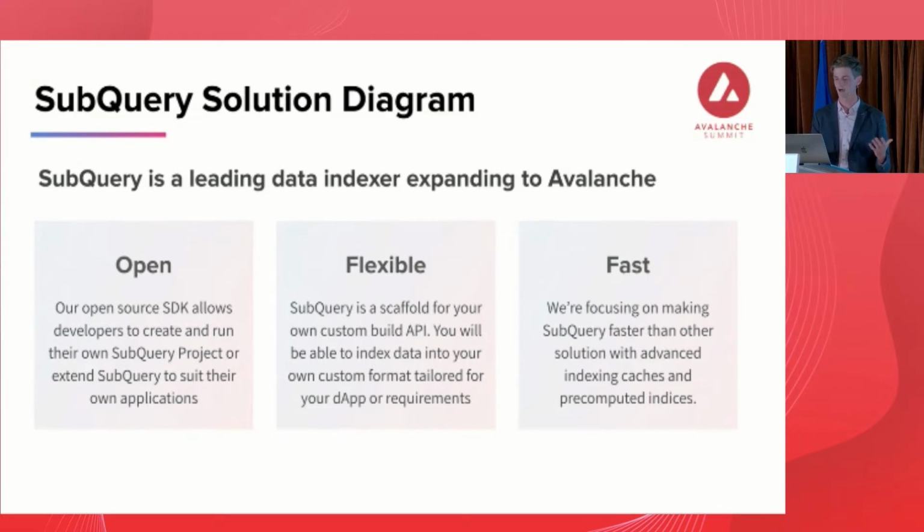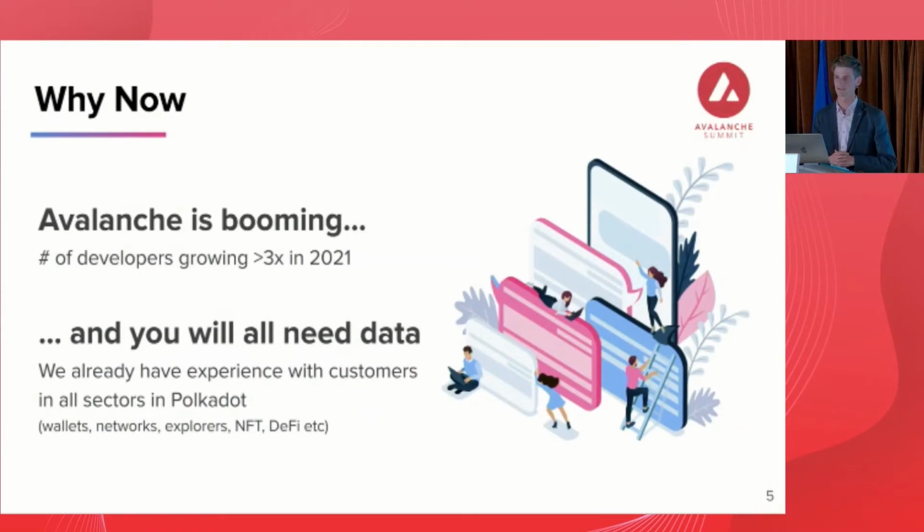And then finally, we're fast. Our team is focused on making SubQuery faster than other solutions with advanced indexing caches and pre-computed indices. We do all that work ourselves so that you don't have to worry about it. In fact, a lot of the teams I've talked to in Avalanche in the last couple of days, I asked them what they do to solve this indexing problem, because everyone needs data. A lot of the teams have said they've built their own indexer, which is like reinventing the wheel. So we're here to help avoid that.